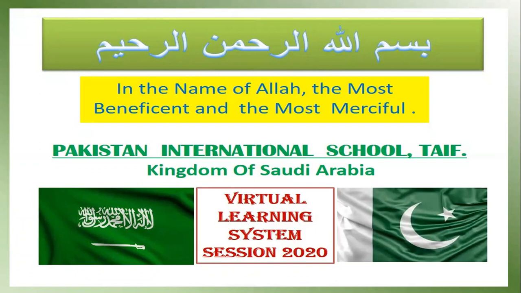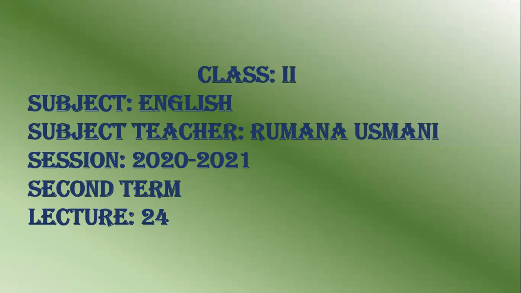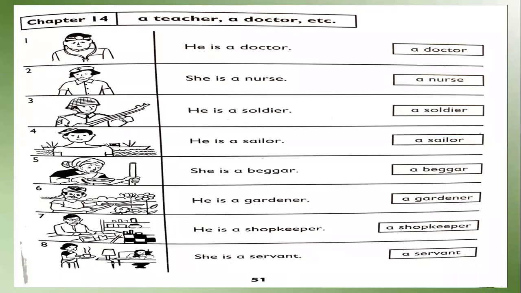It's our English class. I am your subject teacher, and this is our lecture number 24. Today we are going to study chapter number 14 of your Active English book, page 51. As you can see, page 51, chapter 14. Now, what is written at the top? First, read this: a teacher, a doctor, etc. Teacher and doctor. Let's read, then I will explain what they are going to tell you in this chapter.